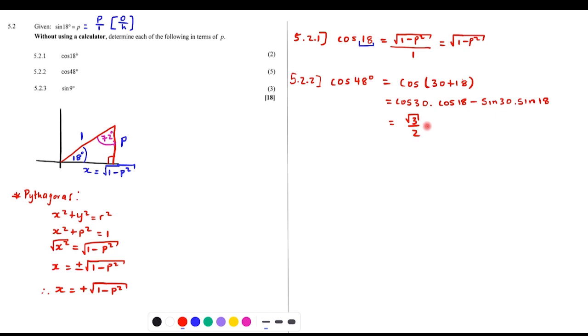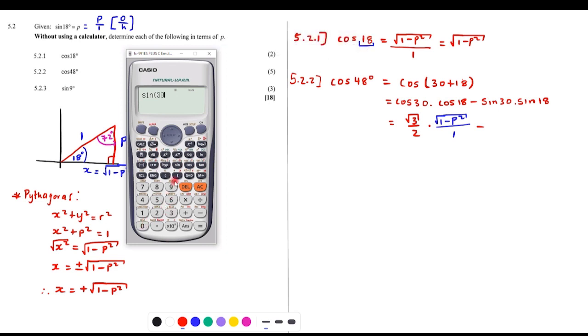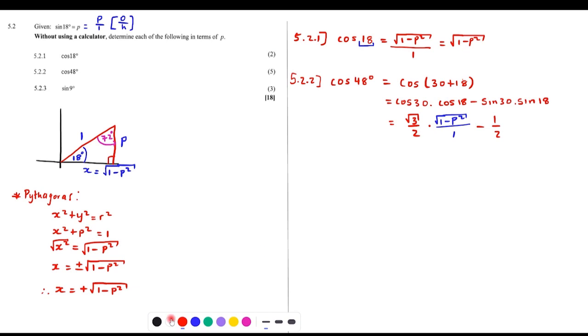Now cos 18 is there, so I can use that. So cos 18, I know that it is square root of 1 minus p squared over 1, and now sine 30. What do I do? Press it on a calculator. Sine 30, I get 1 over 2, and lastly, sine 18 is opposite over hypotenuse, so I know it's p over 1. Then from here, just multiply everything out.